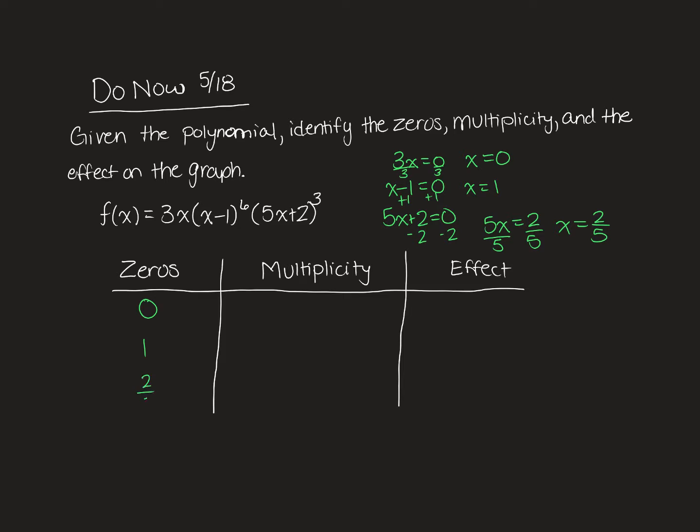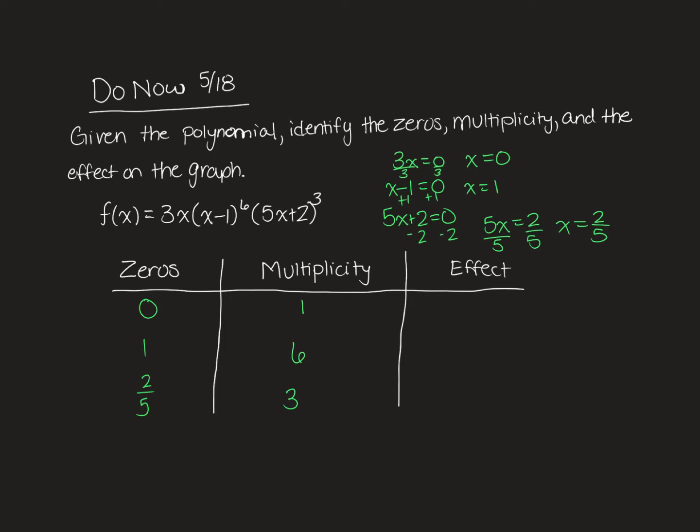That's the third zero. The multiplicity is the exponent in the factored form. So if you look at this first factor here, 3x, the invisible exponent here is a 1. So your multiplicity for x = 0 is 1. For the second one, x - 1, your exponent is 6. So the multiplicity is 6. For the third one, -2/5, your multiplicity is 3.